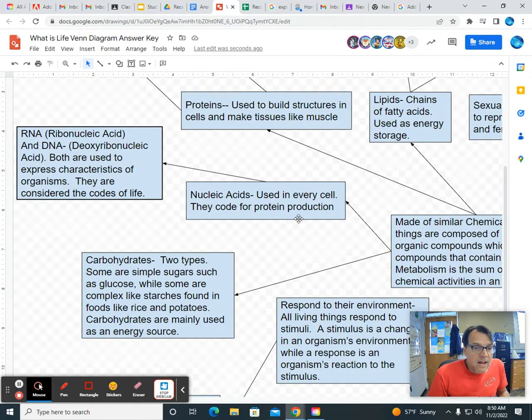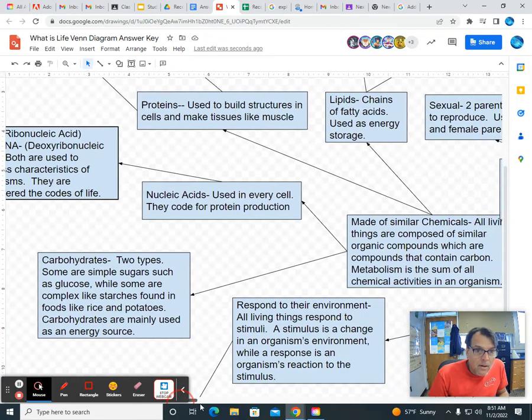Nucleic acids, used in every cell, that's the genetic code for life. That's how we pass on our traits from parent to offspring. That's how the cells know the instructions to be able to make proteins, to do other things in the body, all of your metabolic processes. One of those is DNA, deoxyribonucleic acid. The other is RNA, ribonucleic acid.